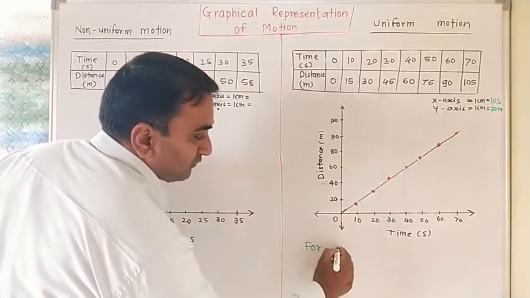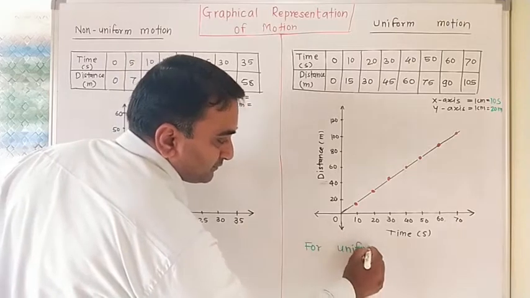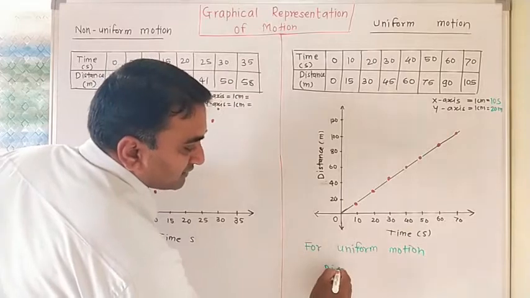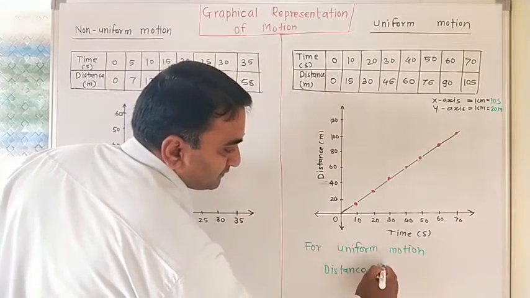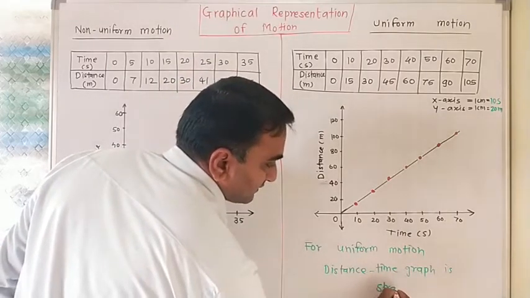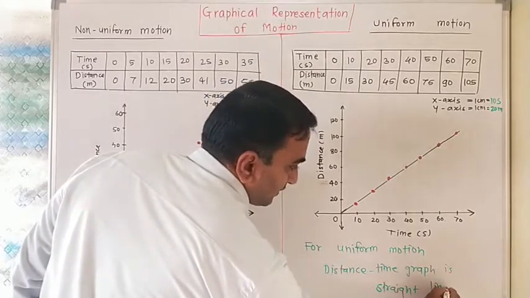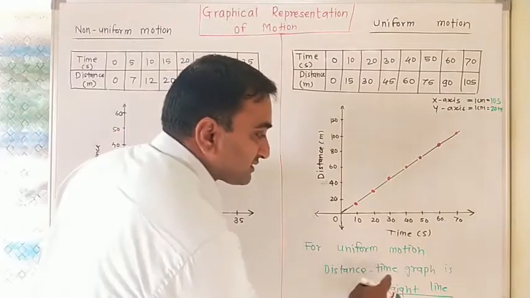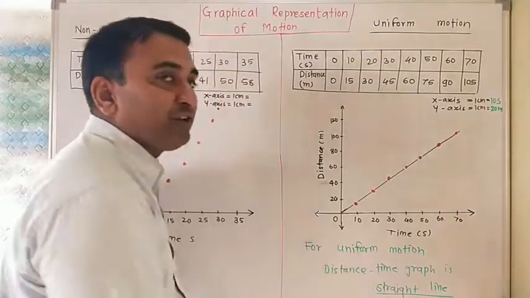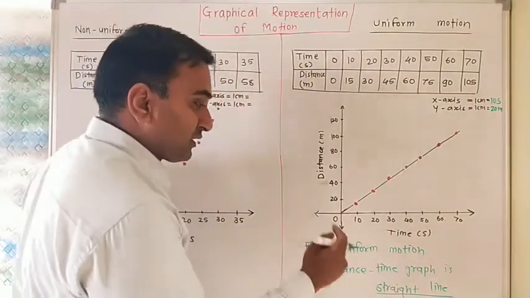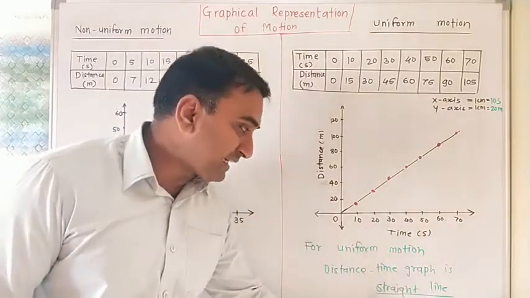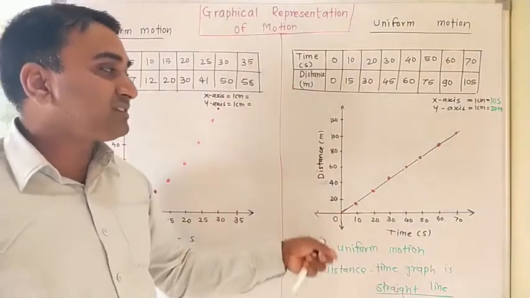For uniform motion, the distance-time graph is a straight line. So what is our conclusion? If the distance-time graph is a straight line, then that motion is definitely uniform motion. That means for uniform motion, the distance-time graph is a straight line, or if the distance-time graph is a straight line, then the motion is uniform. That is the conclusion from this.